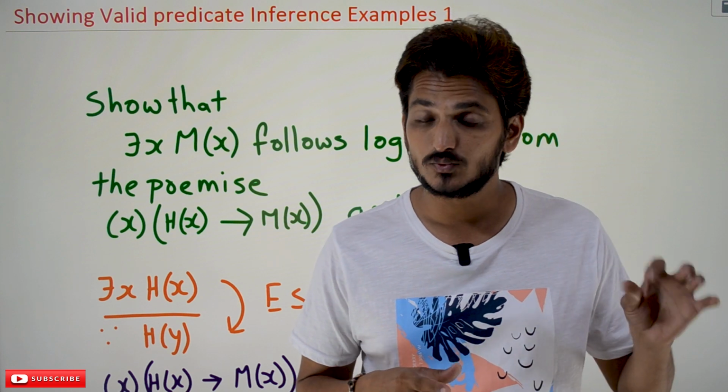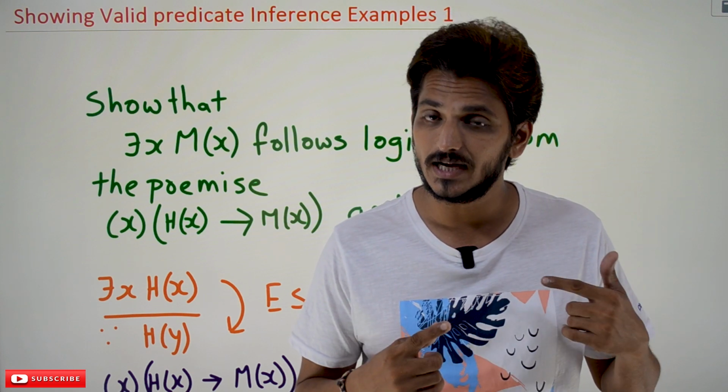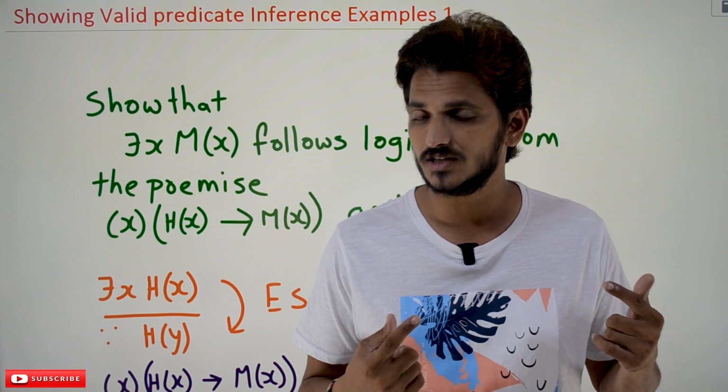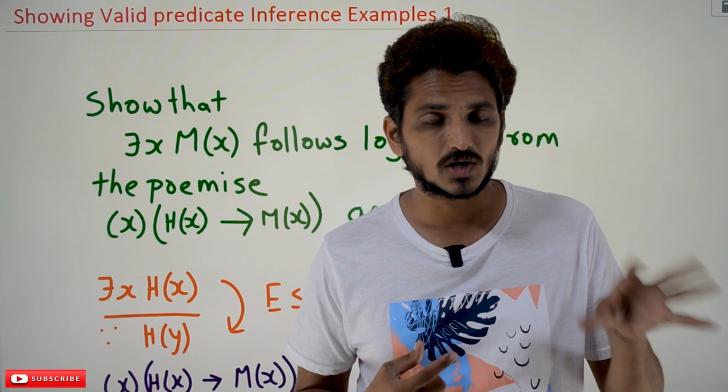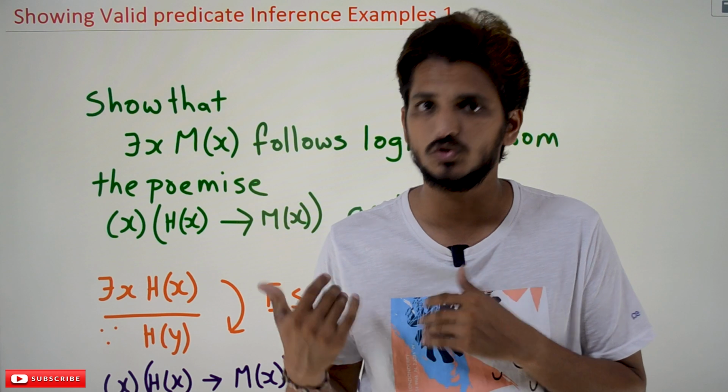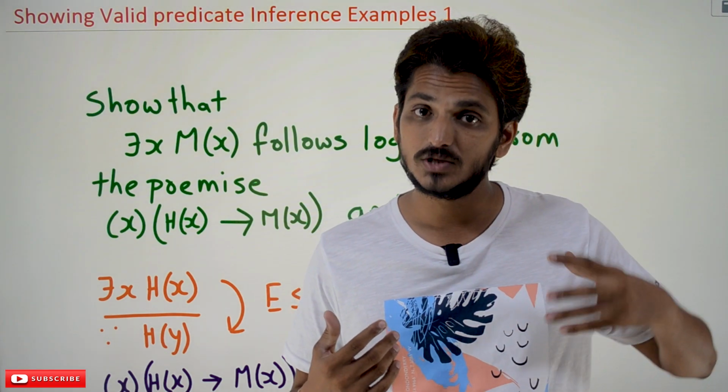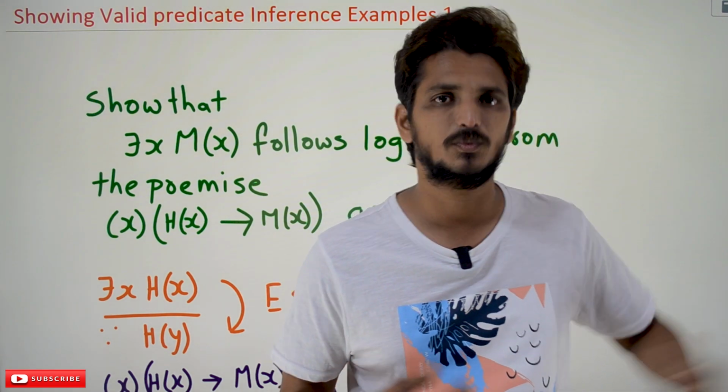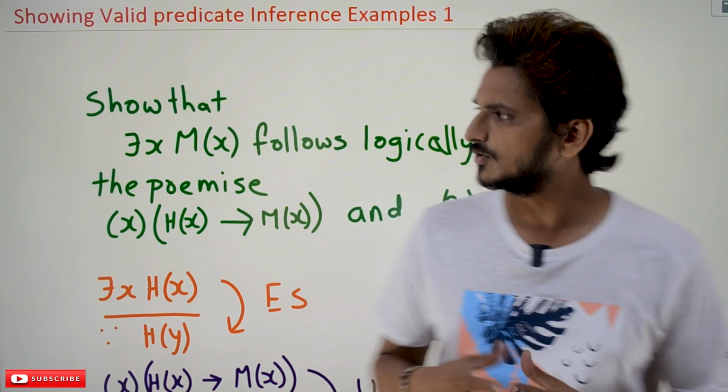In this class, we'll discuss a few practice examples on predicate validity. In our previous classes, we clearly discussed universal and existential specification and generalization formulas. Please watch those classes and come back here. We are going to use those formulas and the inference formulas which we discussed in our previous classes.